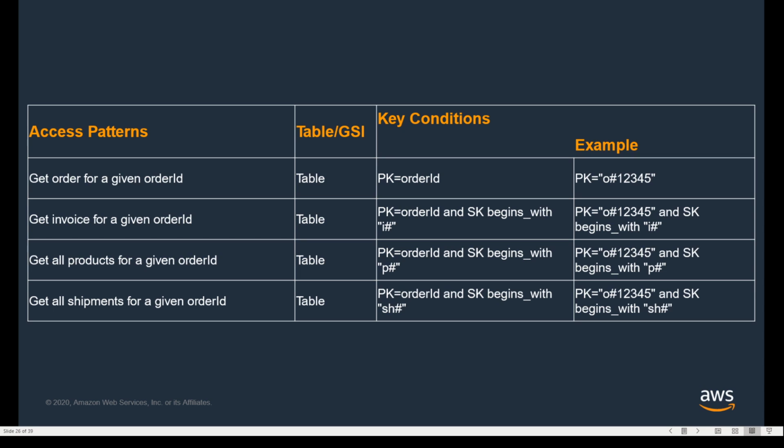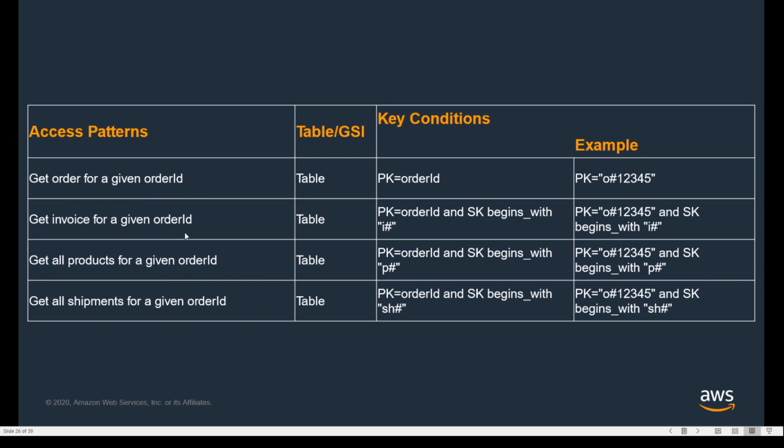So if we have these access patterns against the order, get the order by order ID, we can query the table with pk equals order ID. It brings back all of that data, right? The customer object who ordered it, the invoice that was sent, the products that were ordered, the shipments that were made. That's basically the pattern that we're making here against all those particular items in the order partition.